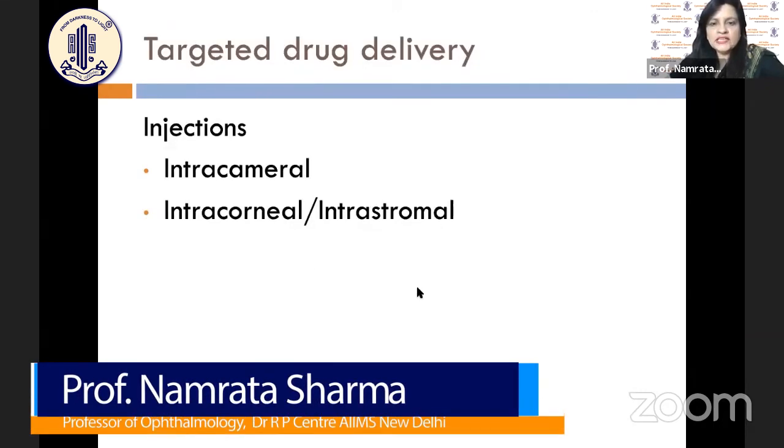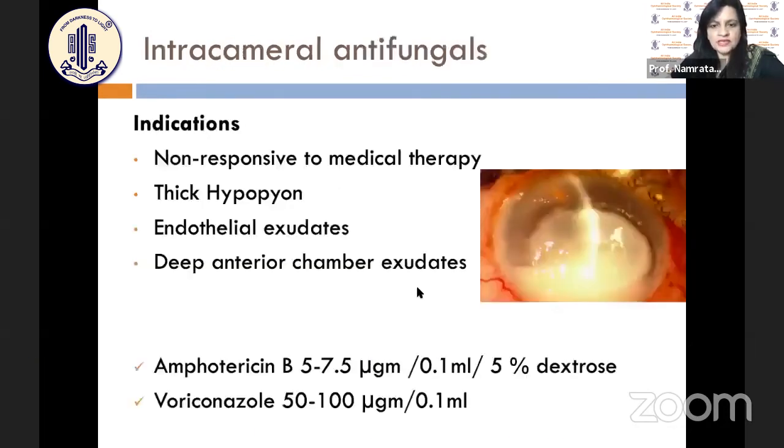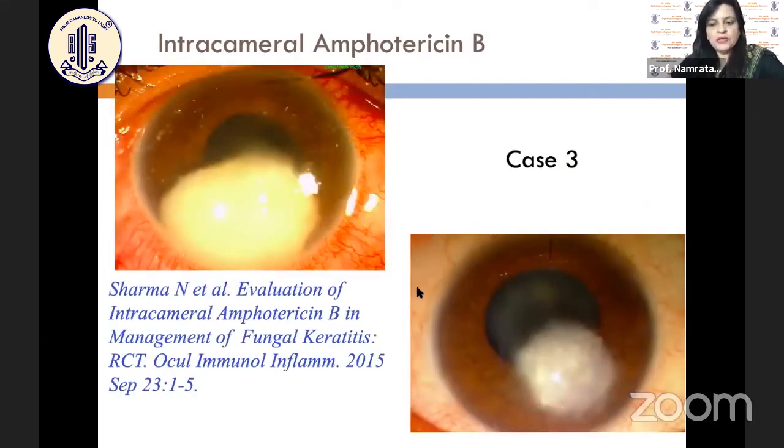Then we came to targeted drug delivery, because there were cases where topical doesn't work, systemic doesn't work. You add both topical and systemic, it doesn't work. Then what do we do? So initially, amphotericin B, when this targeted drug therapy was started, came into vogue, 5 to 7.5 microgram per 0.1 ml, and later on, voriconazole became the fashion of the day with 50 to 100 microgram per 0.1 ml. And this is just to show how intracameral amphotericin B did help in a case.